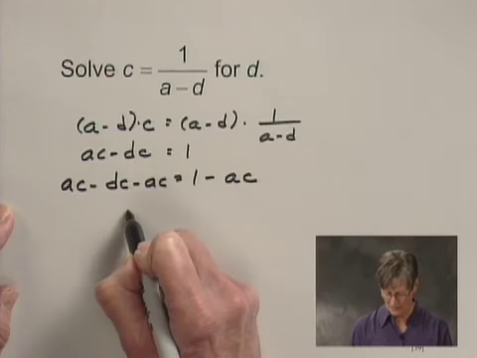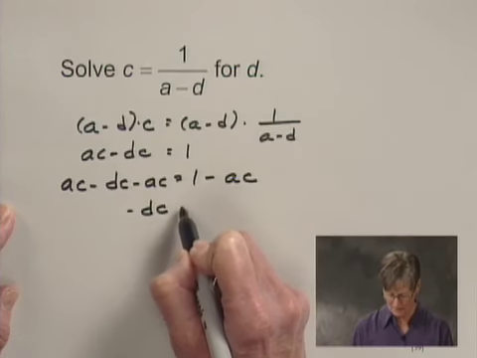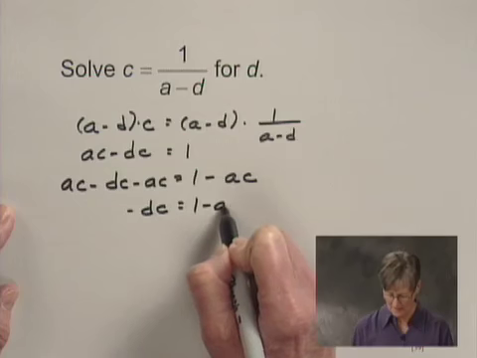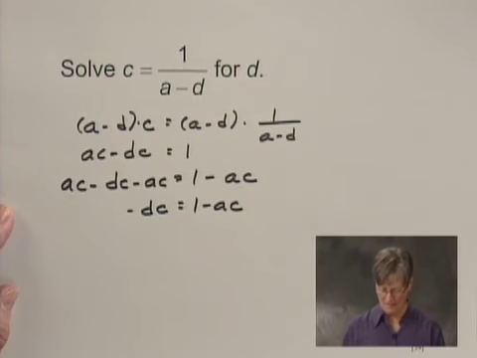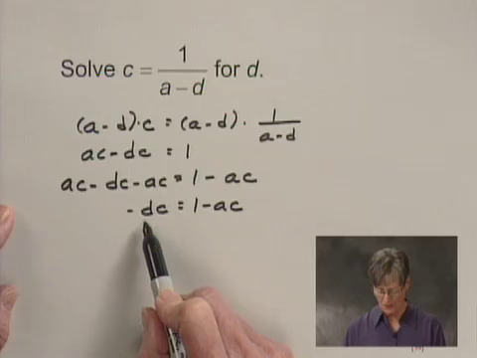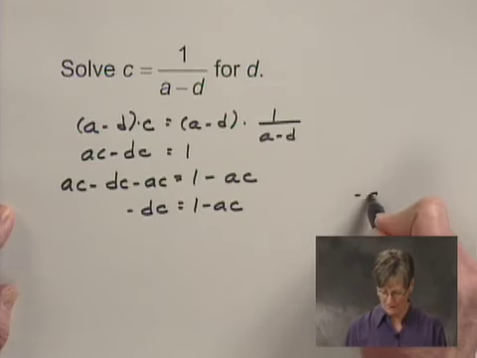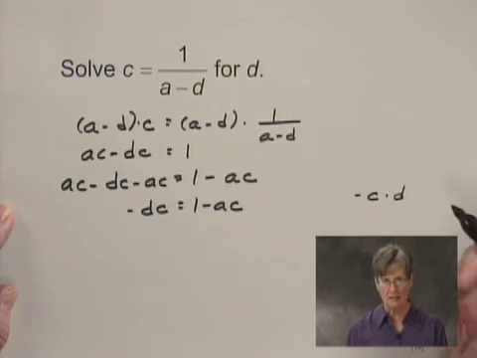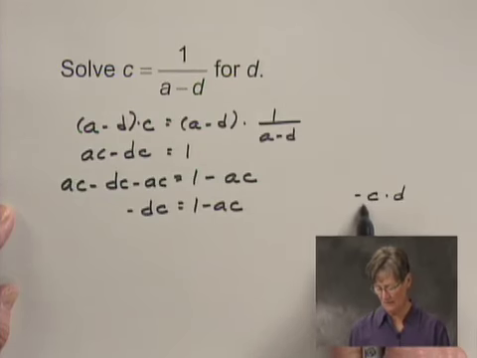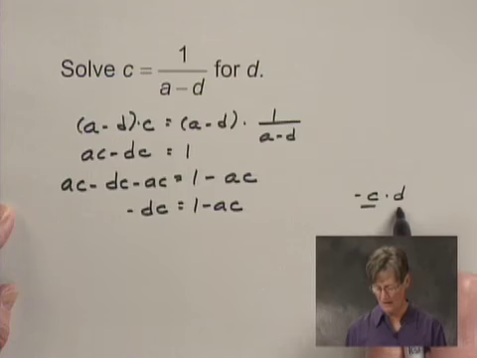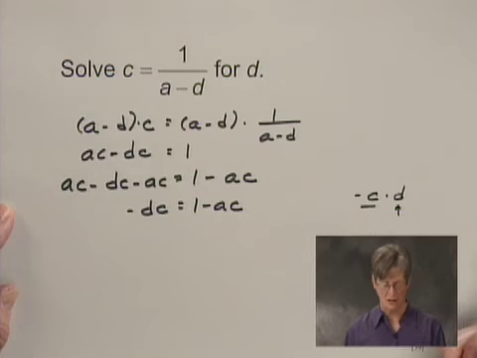And that gives me on the left the opposite of D times C, and I have 1 minus AC on the right-hand side. And now to get D alone, this opposite of DC I can think of as the opposite of C times D. So that tells me that if I divide both sides by the opposite of C, I'll have D alone on the left-hand side.